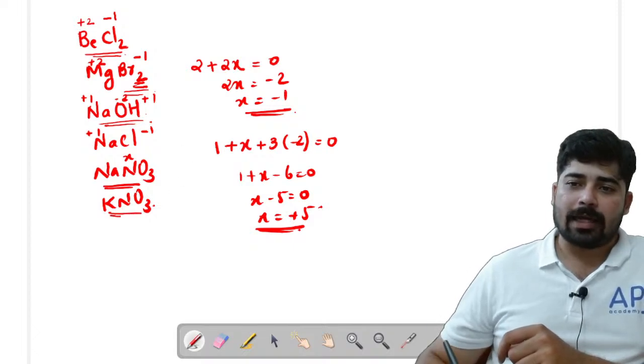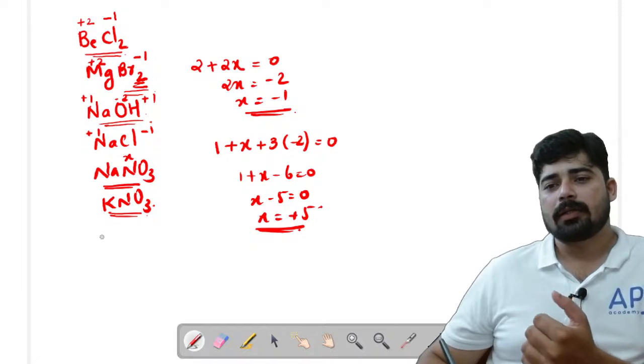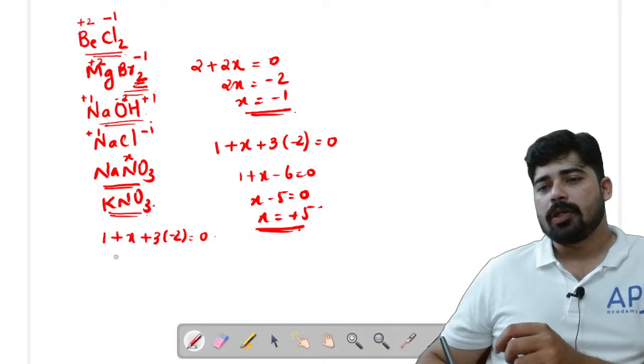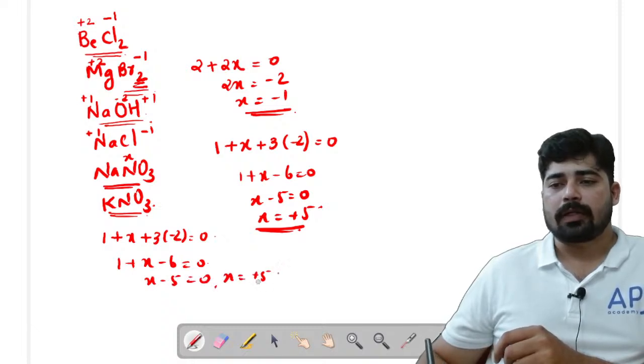In the case of KNO3, it is the same thing. You can do the same: 1 plus X plus 3 into -2 equals the charge on the molecule, that is, the charge is equal to 0. So 1 plus X minus 6 equals 0. So X minus 5 equals 0, and X is equal to +5.